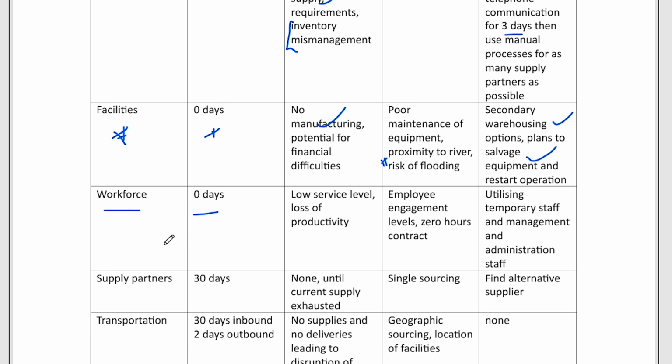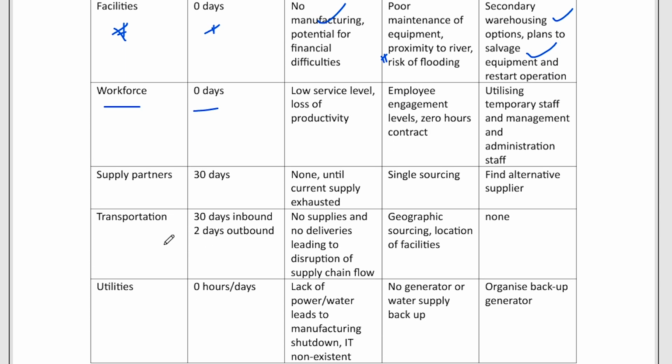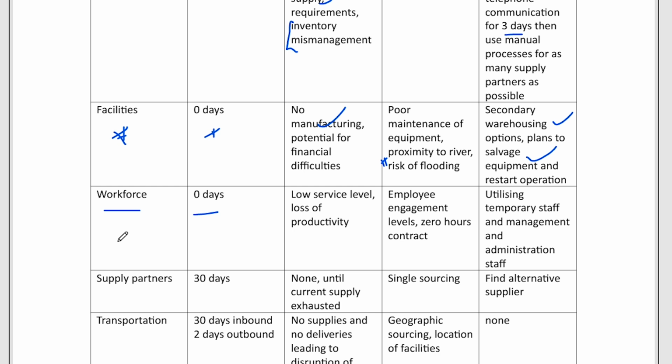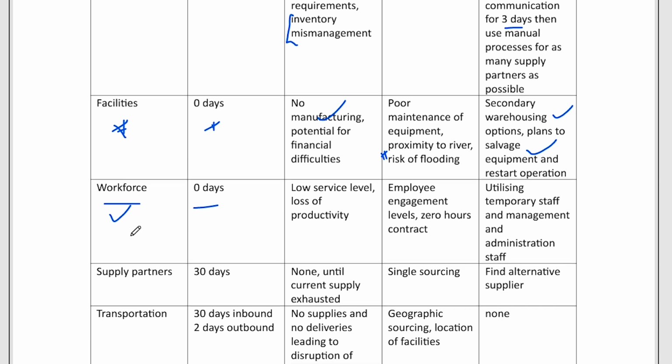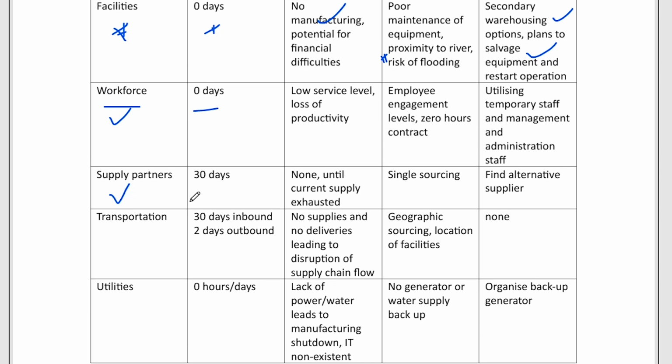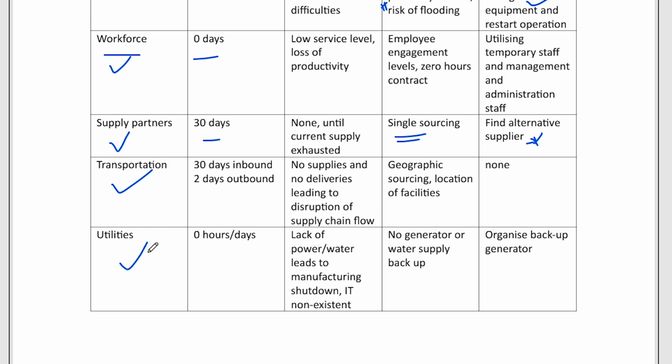The point is, this plan explains step by step what is going to happen if certain events occur. How long can you last without your workforce? How long can you last without your supply partners? Maybe 30 days. And why? Because we're depending on this one. So what's the solution? Find an alternative. Something like transportation, or even utilities. How long can you go without them?